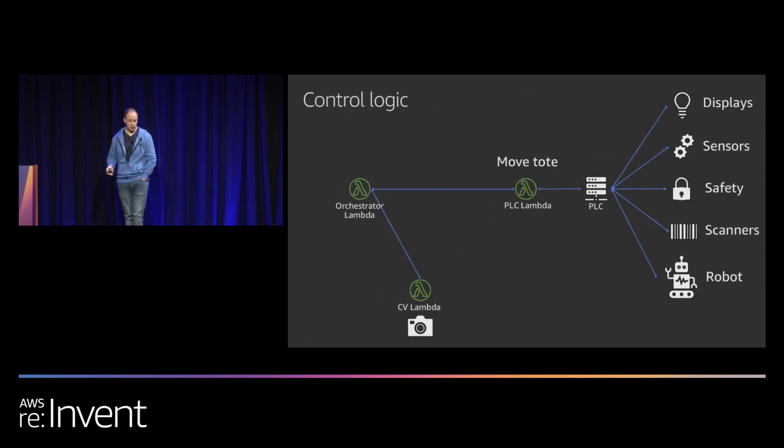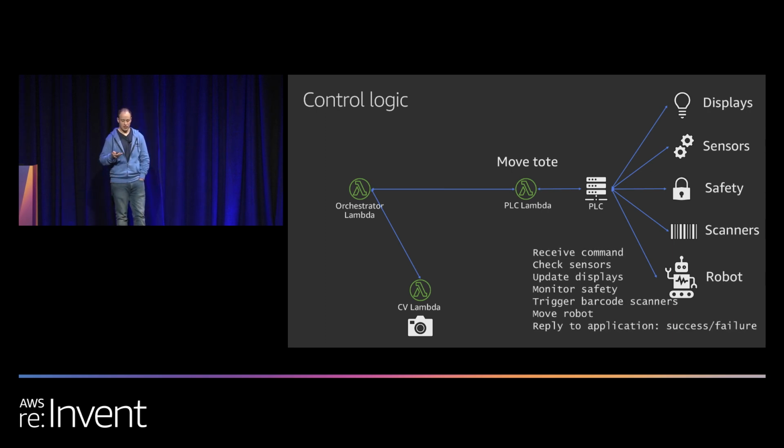So once we've gotten that information, the orchestrator is going to decide, okay, now let's make some decision. Maybe I've verified with Josh's IoT application that this is a good tote, and we've decided to move the tote. So I'm going to send that command to the PLC, and then the PLC is going to do a whole sequence of things. There's no easy way to move a tote really with industrial equipment. There's a whole lot of steps that are involved.